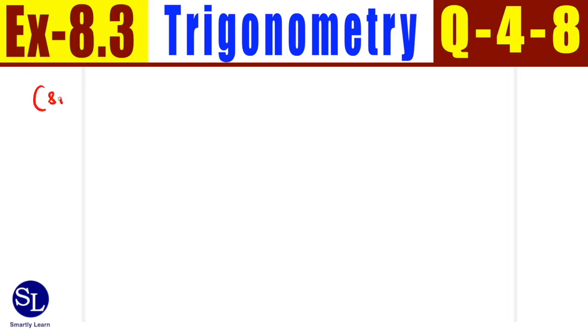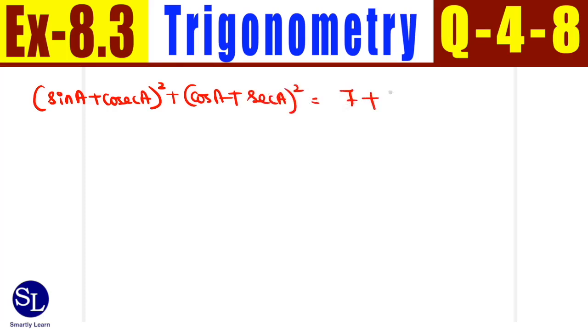So it's asked that (sin A + cosecant A) the whole square plus (cos A + secant A) the whole square is equal to 7 plus tan² A plus cot² A. Let's start with the LHS. So in LHS, there are two sections. This looks like the form (A + B) the whole square. So first let's expand that.